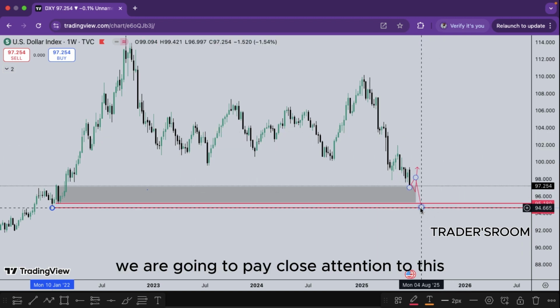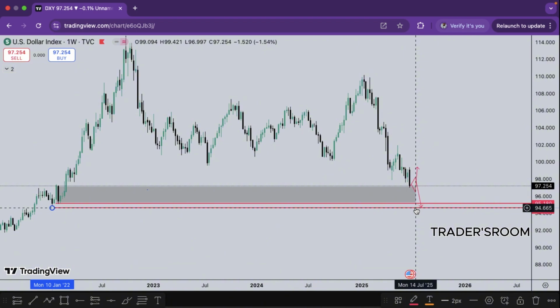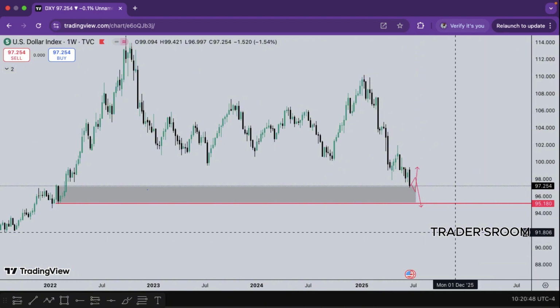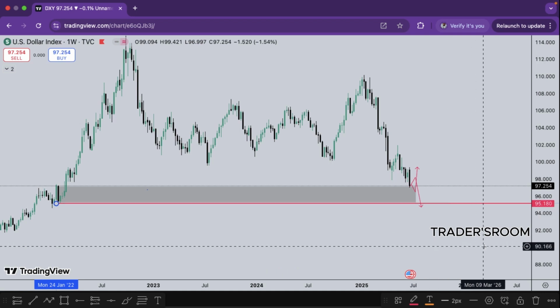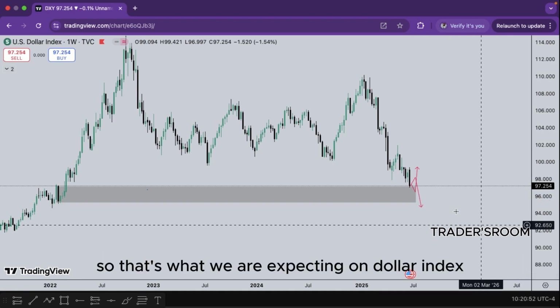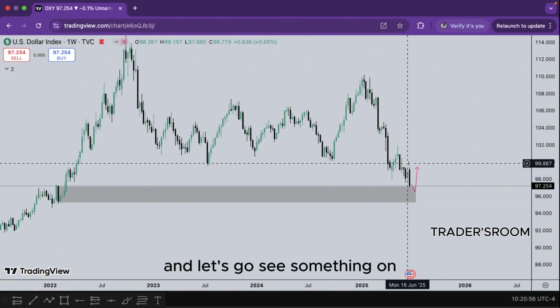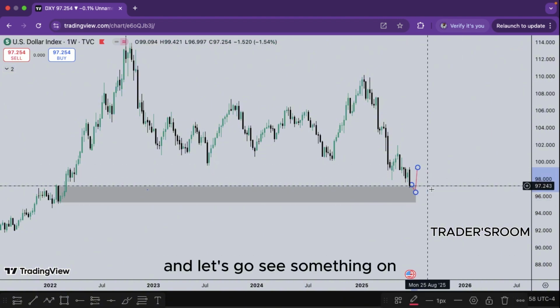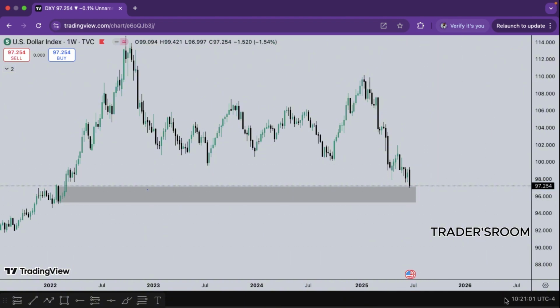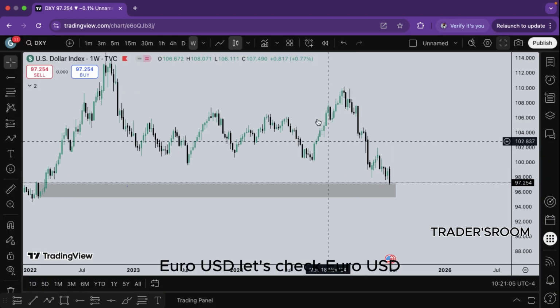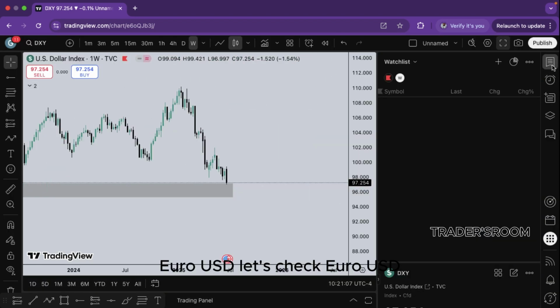We are going to pay close attention to this and see what the market has to offer. So that's what we are expecting on the dollar index. And let's go see the same thing on EUR/USD. Let's check EUR/USD.